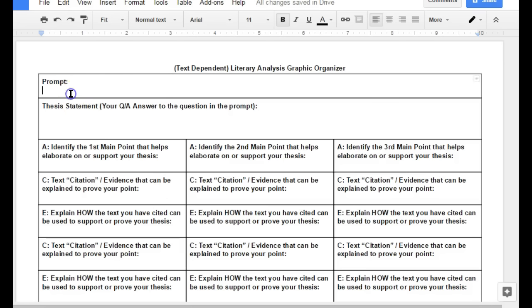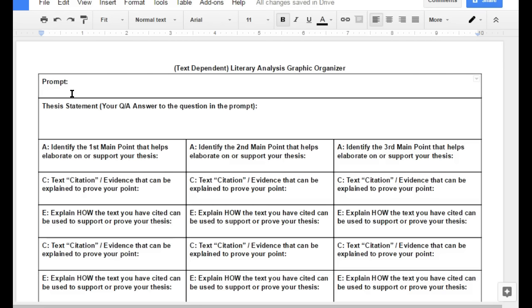So the prompt is not currently listed here. I have it on the one that I have as the first model that I started in class, but I want to make sure that we have it here, and I know I have it on my board in my classroom, but if you're watching from home, you need it here.